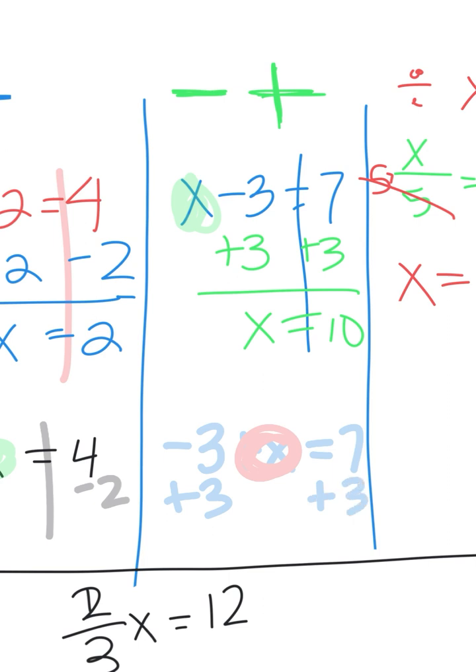Only thing that could be different on the other ones is if it was a negative. Let's say that this was a negative 3x, I would divide by a negative 3. So you need to be careful with that.